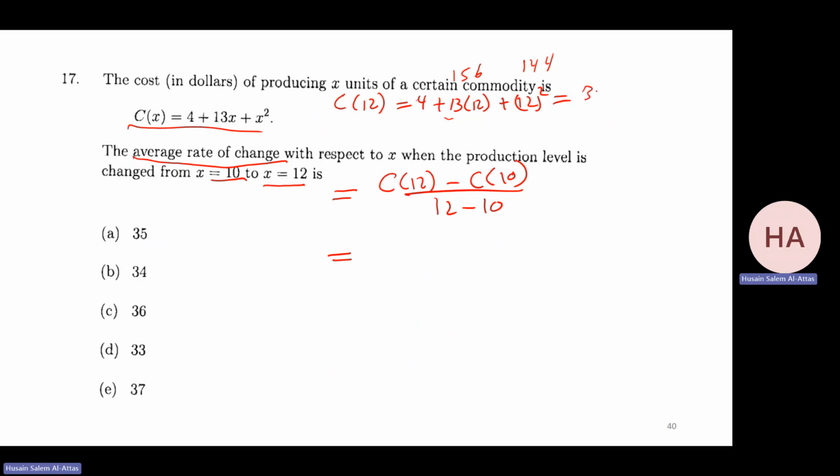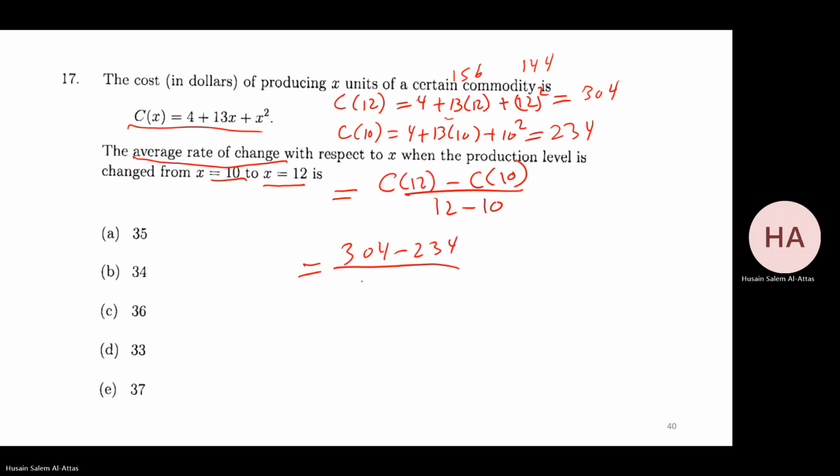So this is 304. C at 10 will be 4, 13 times 10 plus 10 squared. That will be 100, 130, 230, 234. So I have 304 minus 234 over 2. 304 minus 234 will be 70, over 2, that's 35. And this is that.